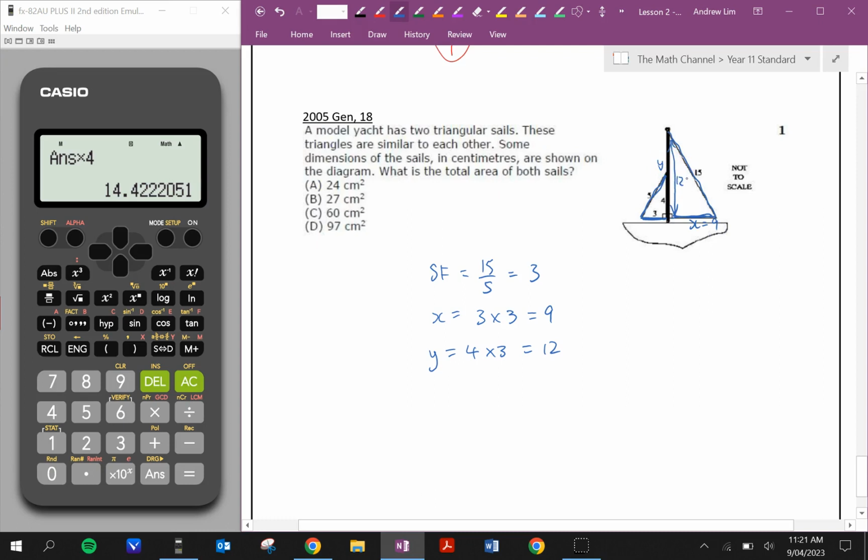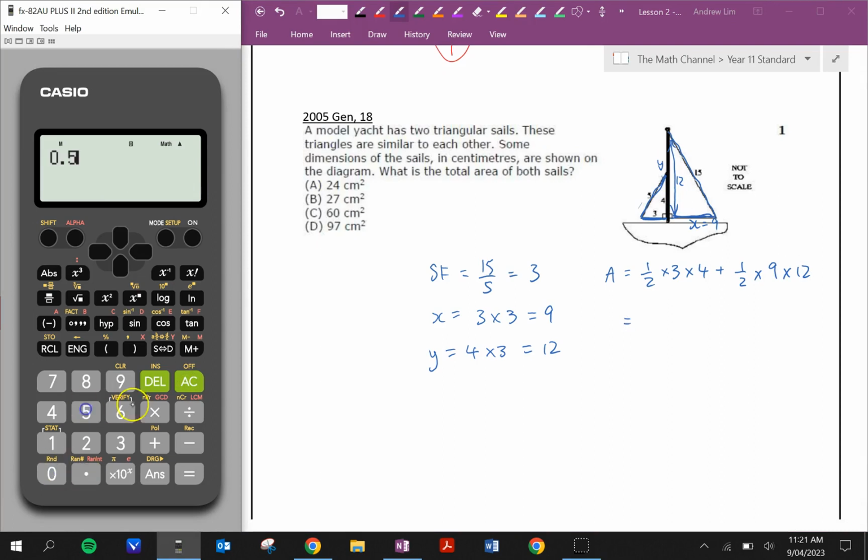And so now we can work out the total area of both sails. So area of the small one is half times base times height. Okay, remember it's perpendicular height, so not the slant height. And the area of the big one is half times base times perpendicular height of 12, not the 15. So, what do we get? We get 60. C.